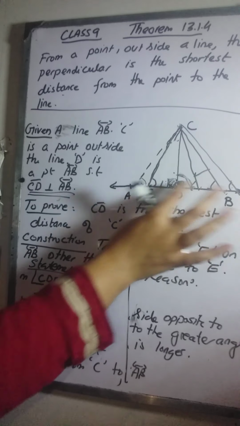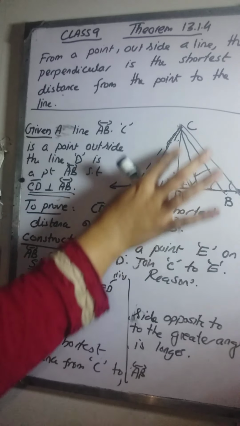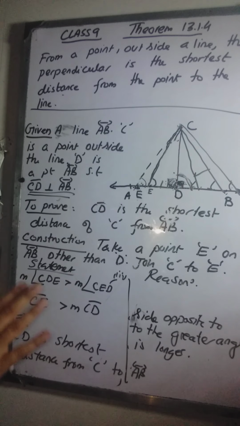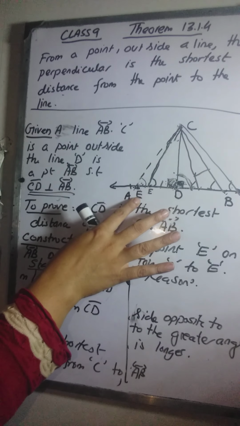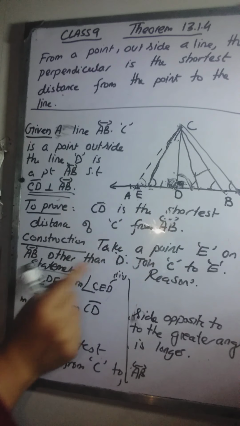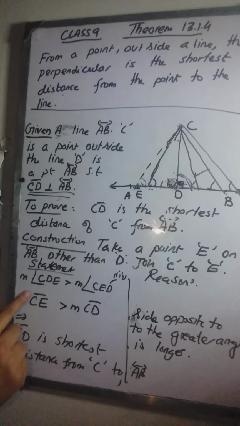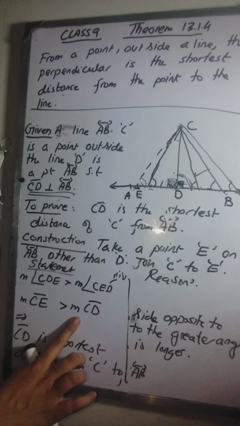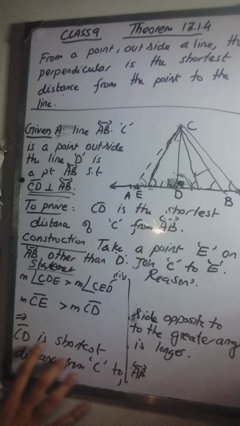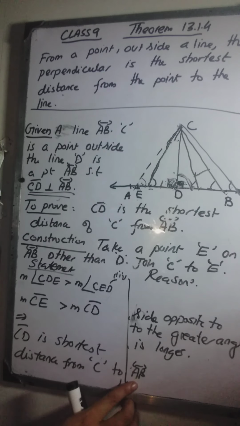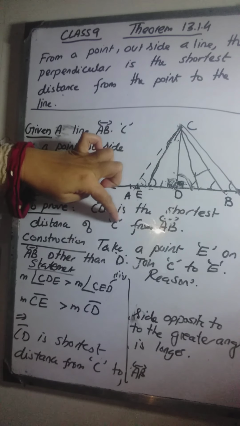Whatever point we take on AB other than D, we will always get a right triangle, and we will always be able to discuss all these points that we have discussed for this E. So we will be able to prove that each time CE will be greater than CD, it means CD will be smaller than all the other distances, or CD is the shortest distance from C to AB. And this is how we are going to prove. We have proved that CD is the shortest distance, and this is what we needed to prove. CD is the shortest distance of C from AB.